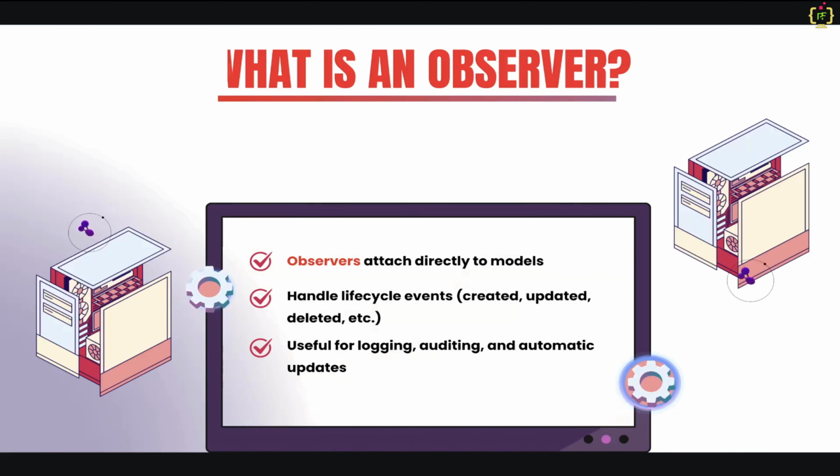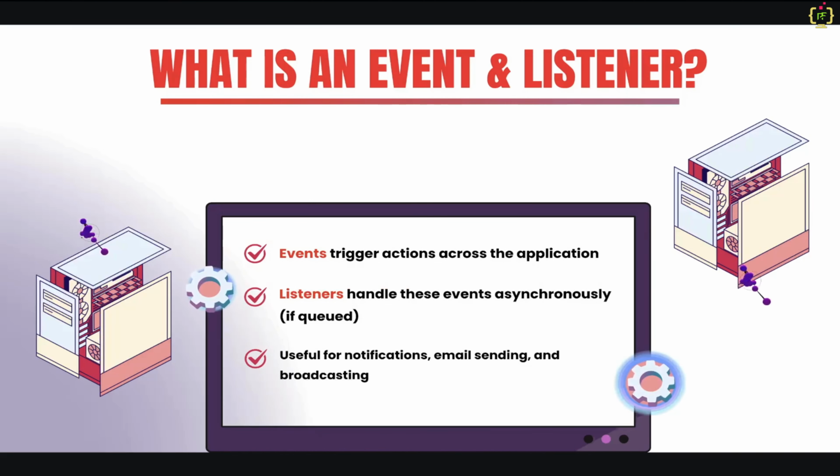Now we will talk about what an event and listener is. Events and listeners allow you to decouple your business logic, and instead of executing everything in the same process, an event fires, and multiple listeners belonging to the event can respond asynchronously via queue. This is perfect for actions like sending emails, triggering notifications, or broadcasting real-time updates. And if you are new to events and listeners, check out our playlist in which I already covered all these features in detail. Now we'll talk about the differences between observers and event listeners.